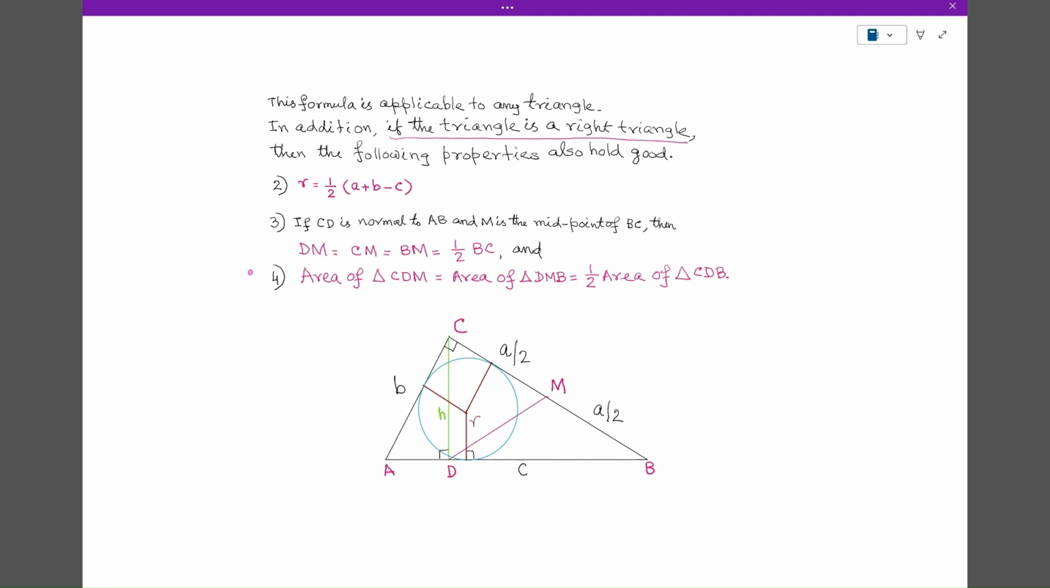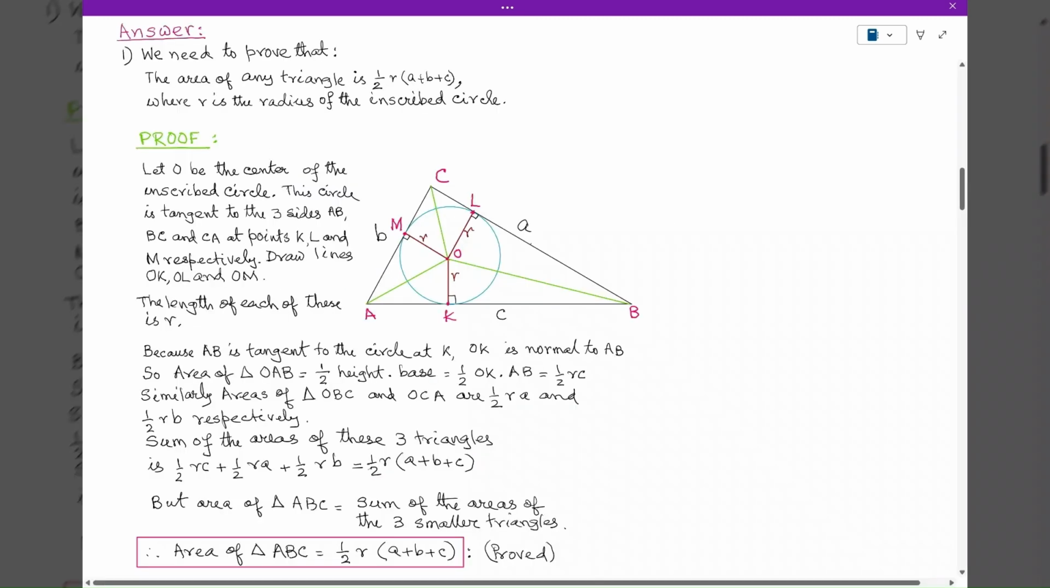And the fourth property is, area of triangle CDM, that is this area, is equal to area of the triangle DMB, that is area of this triangle, and each of these areas is half of the area of CDB. Each of these two smaller areas is half of the area of this triangle.